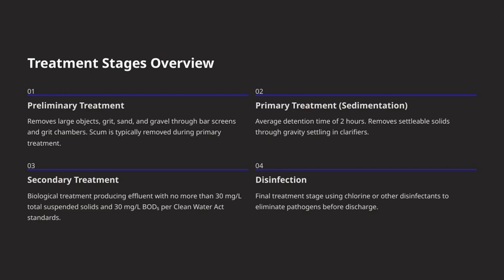Finally, we have disinfection. This is the last line of defense before the water is released back into the environment. Disinfectants like chlorine are used to eliminate any remaining pathogens, ensuring the water is safe and compliant with health standards. Each of these stages plays a vital role in transforming wastewater into clean water, highlighting the importance of a well-structured treatment process in protecting public health and the environment.